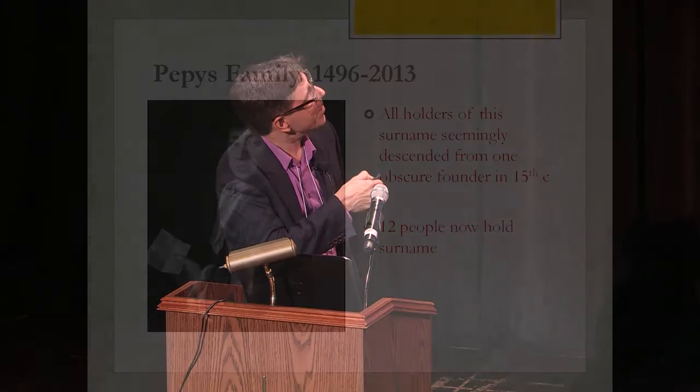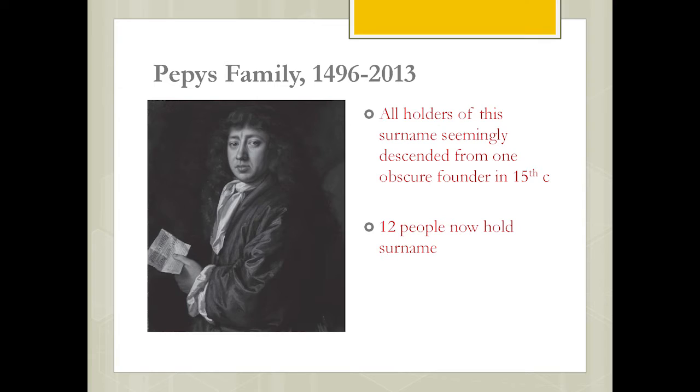And then just to illustrate how powerful these name connections can be, there's a famous English family, the Pepys, which descended from one obscure founder in the 15th century somewhere in eastern England. There are only 12 people who now hold this surname. But as far as we know, they are the descendants of that original Pepys in the 15th century. And we can trace the fortunes of the Pepys family just by following what has happened to that surname over time.